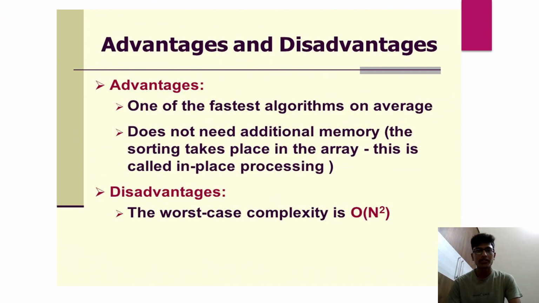Advantages and disadvantages of quicksort. Advantages are: first, one of the fastest algorithms on average. Second, does not need additional memory. The sorting takes place in the array. This is called in-place processing. And the disadvantage of quicksort is: the worst case complexity is big O of n square.